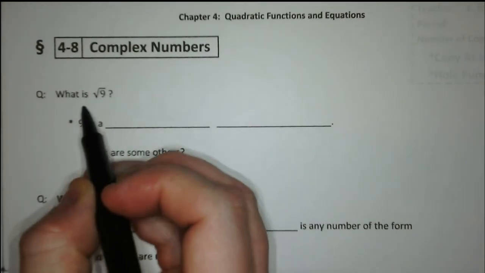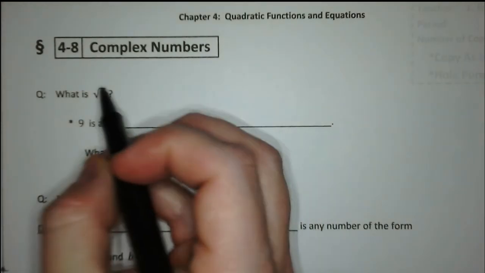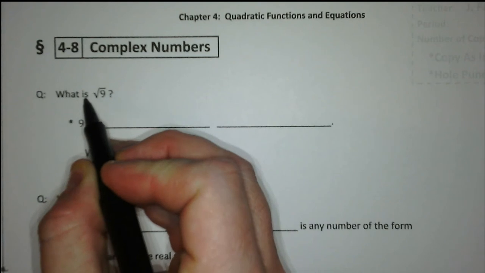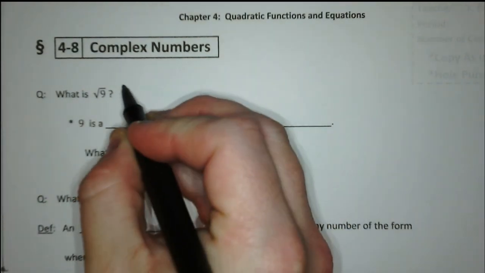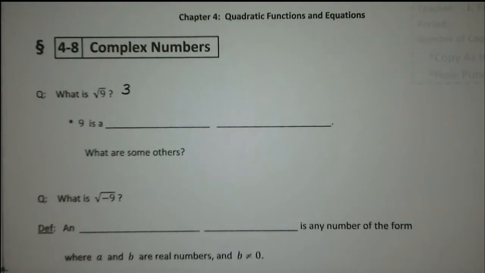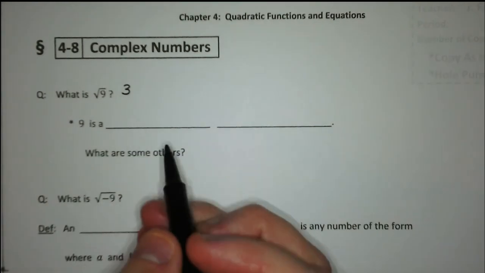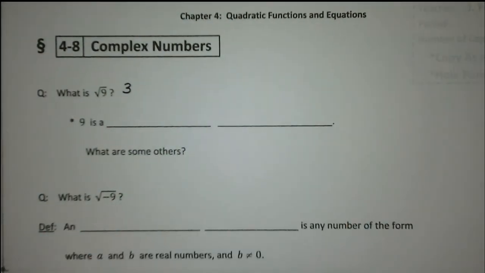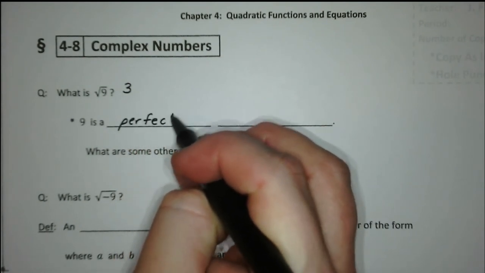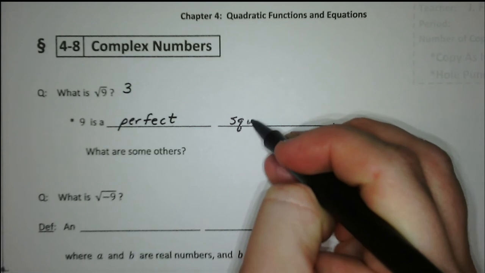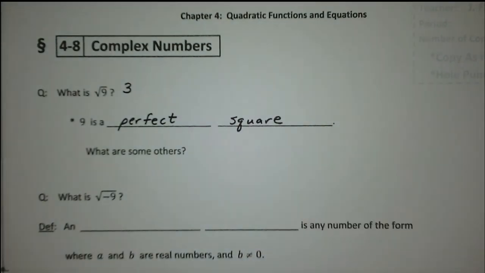So here we go. Oh, look at this really tough question to start off. What is the square root of 9? Well, the square root of 9, that's a pretty nice answer. It's just 3. It's a very clean answer. Square root of 9 is just 3. The reason it's a clean answer is because 9 is a perfect square.